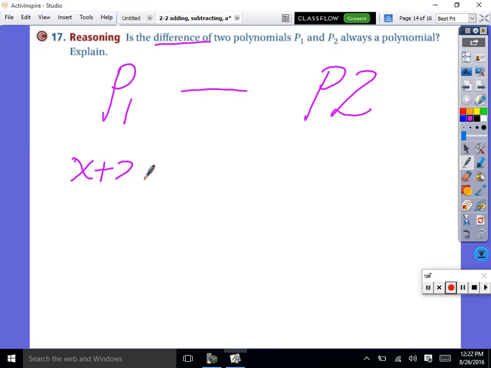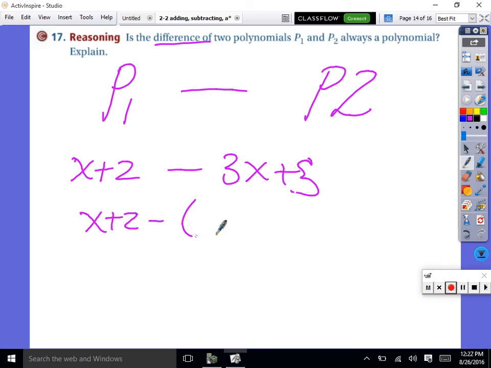If we took x plus 2 minus 3x plus 5, isn't it going to simplify? We're just going to combine like terms. Aren't we still going to get a polynomial? Yes. Even if we did x plus 2 minus x plus 2, that's going to be 0. Technically, that's a polynomial. Don't we have a name called a constant monomial? That means a constant and 1 term. Technically a polynomial. Does that make sense, everybody?